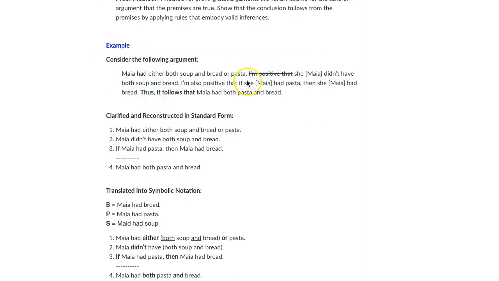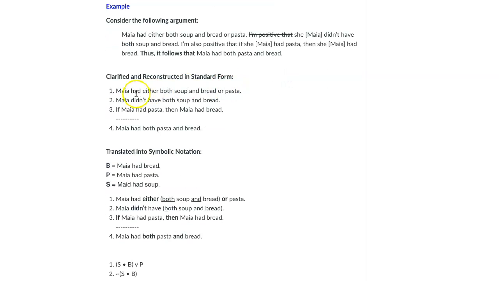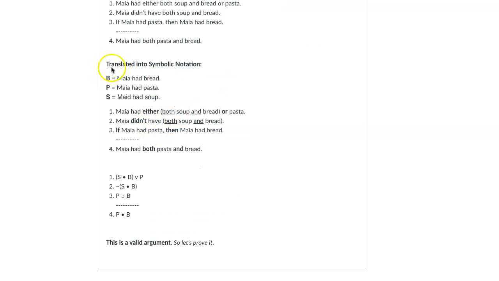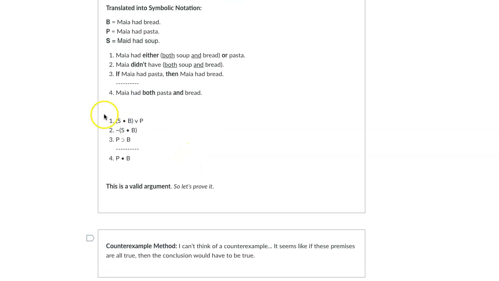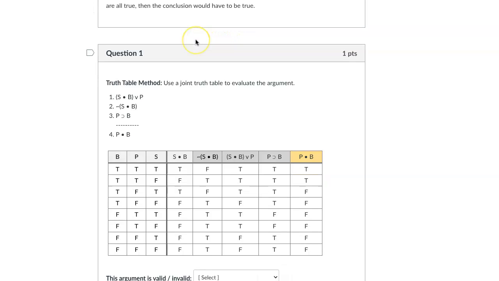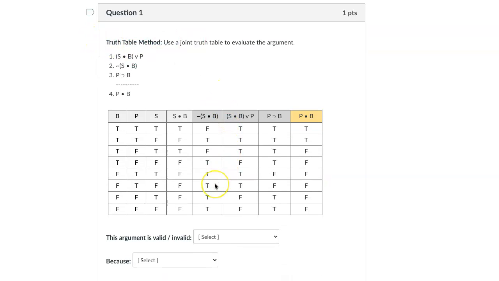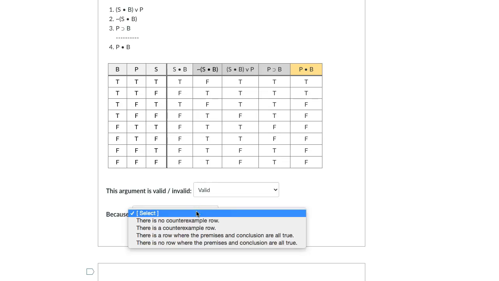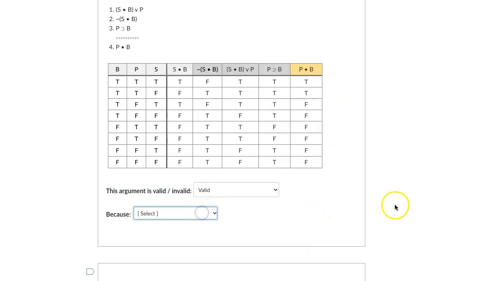So here's a passage which we have applied Unit 1 skills to in order to clarify the passage and reconstruct it in standard form. We're applying Unit 2 Mod 2 translation skills in order to put this into symbolic notation. We have the counter example method for showing that the argument is valid. We have the truth table method for showing that the argument is valid, and you should select whether or not it is valid or not, and hint, this one's valid. What is the reason why?